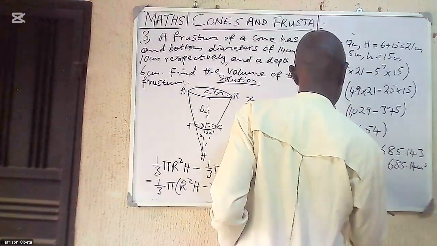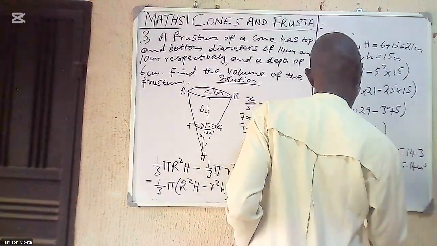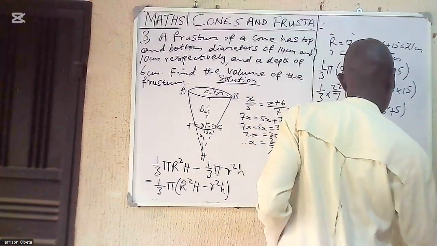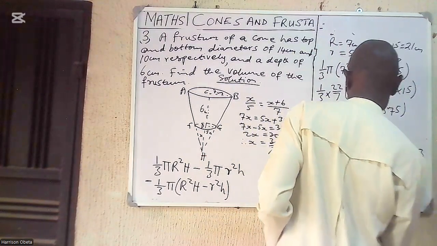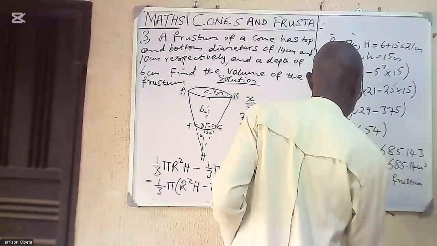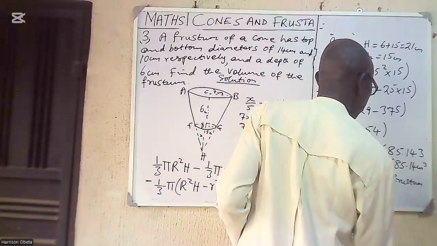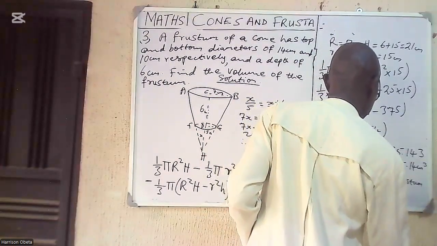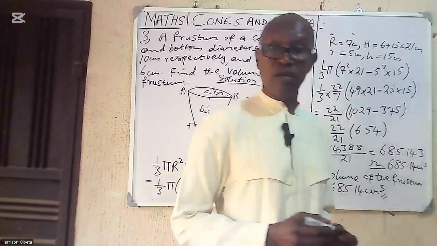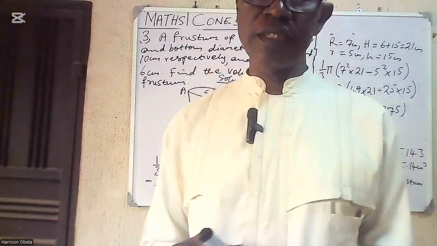Therefore, volume of the frosting equal to 685.14 cm3. So that's the end of number 3, and that's the end of the lesson.